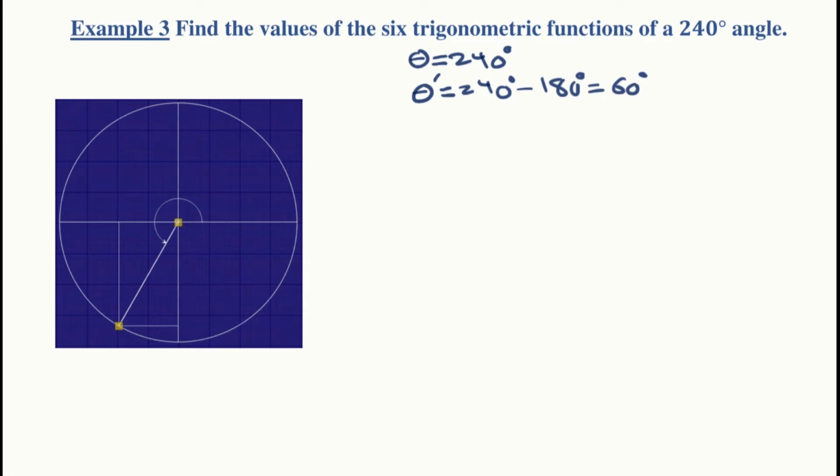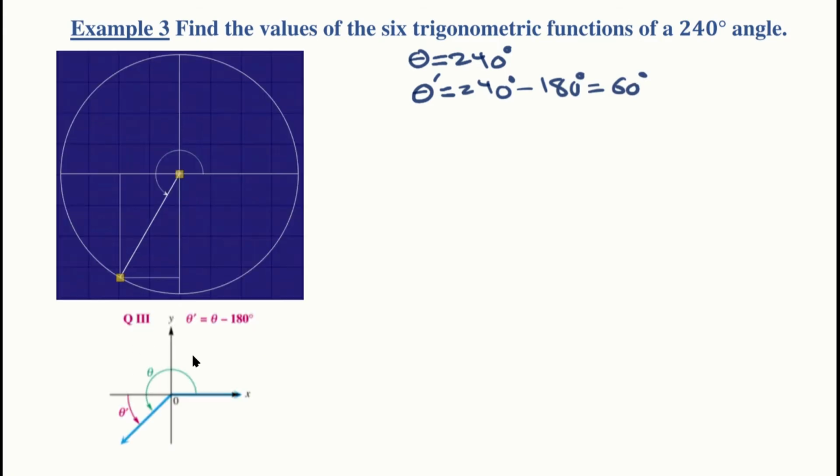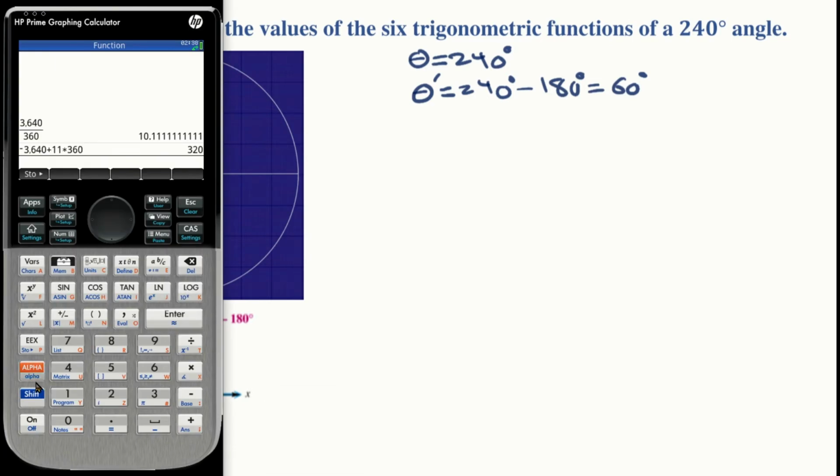I'll show you the graphic that we had before. All right, so here we have it. See, that's a Q3 scenario. So to get the reference angle theta prime, we need to subtract 180 from the original angle, and that's what we did here. Okay, so 240 minus 180. On a test situation when there is a lot of stress, I always recommend that you go ahead and double check your basic arithmetic on a calculator. So here we have 240 minus 180, and we do indeed get 60.